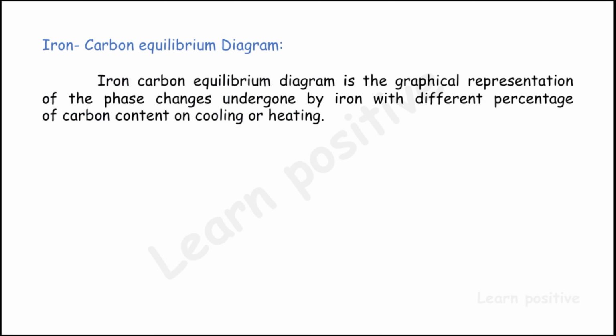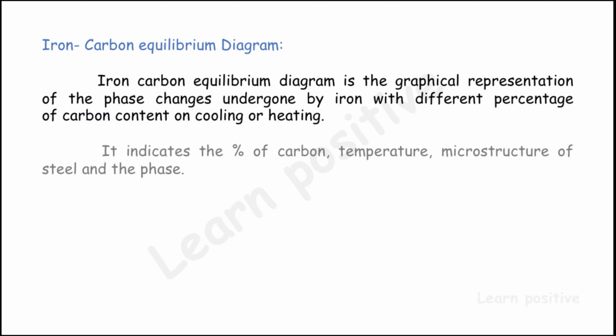Now, the topic we are going to see is the iron carbon equilibrium diagram. What is the iron carbon equilibrium diagram? It is a graphical representation of the phase changes undergone by iron with different percentages of carbon content on cooling or heating. By changing its temperature and calculating the percentage of carbon, we plot it on the graph. So, when we use a graph, we get the perfect value of the carbon content while the temperature changes. It indicates the percentage of carbon, temperature, microstructure of the steel and the phase.